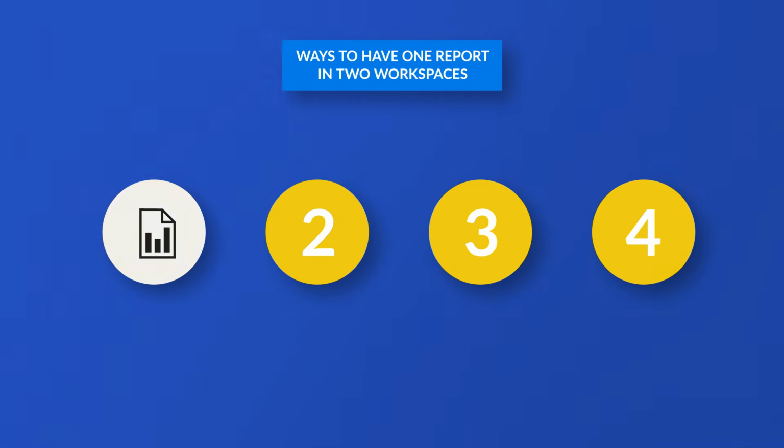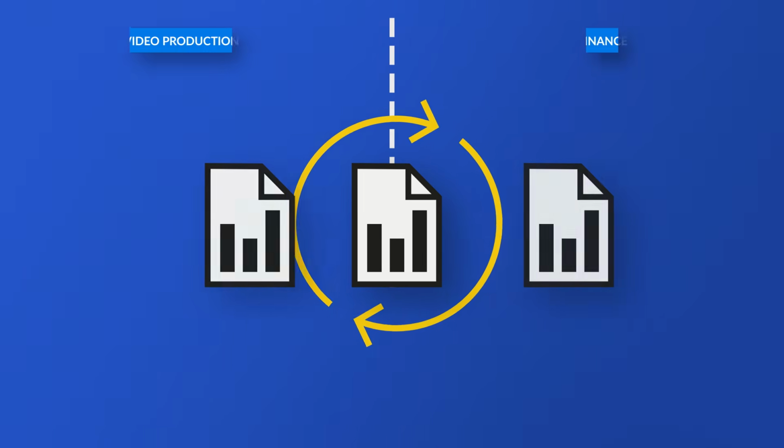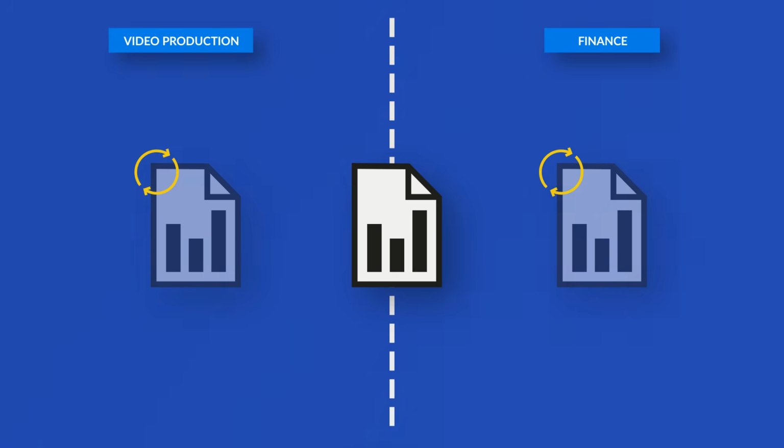The very first one was to just create a copy of the report and I publish it to both workspaces. What happens? I had to maintain both copies of that report. So if I make a change here, I got to publish it here and publish it there. Not efficient. And they were like, we're not doing that, Patrick. And I was like, I'm not doing it because I'm the one that's managing the report.